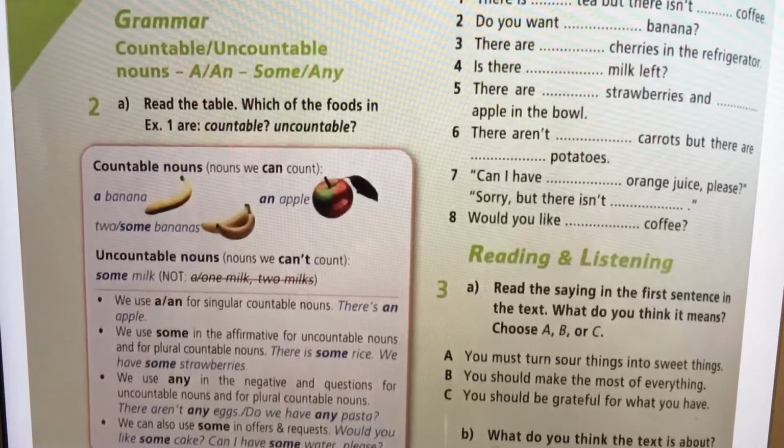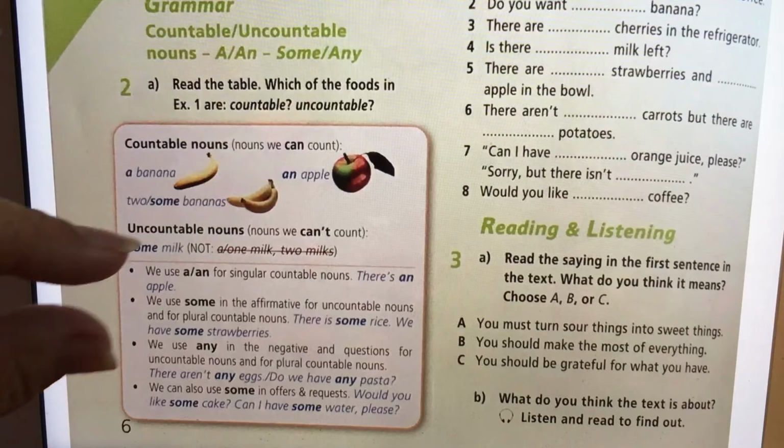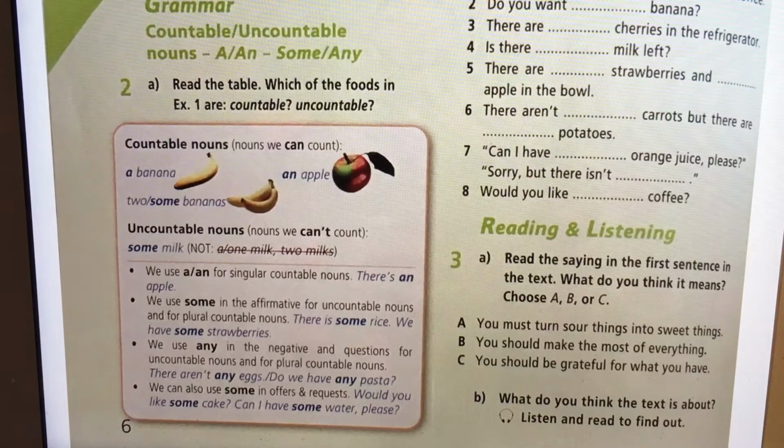And also I'm going to explain the grammar that we have here with the countable and uncountable. Okay? That is, we are going to read the table. And which of the foods in exercise 1 are countable and uncountable? I'm going to explain this first. Countable nouns: nouns we can count. That is 1, 2, 3, 4, 5, etc. In this case we have a banana, an apple, 2 bananas, some bananas.